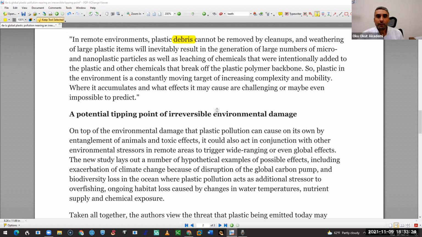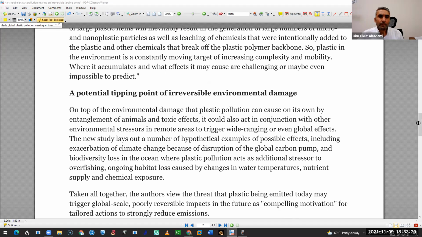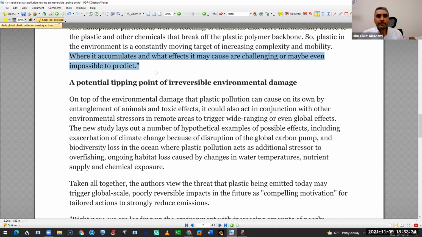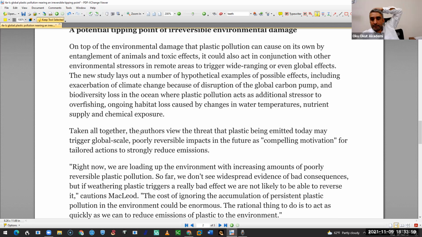Okay. So, where it accumulates and what effects it may cause are challenging or maybe impossible to predict. These nanoparticles accumulate in certain places, okay? And it is difficult, right? This refers to this particular idea. Irreversible environmental damage. Now read this and tell me the summary, please.